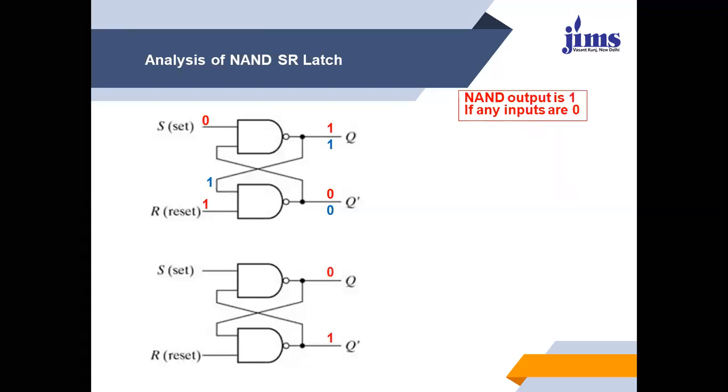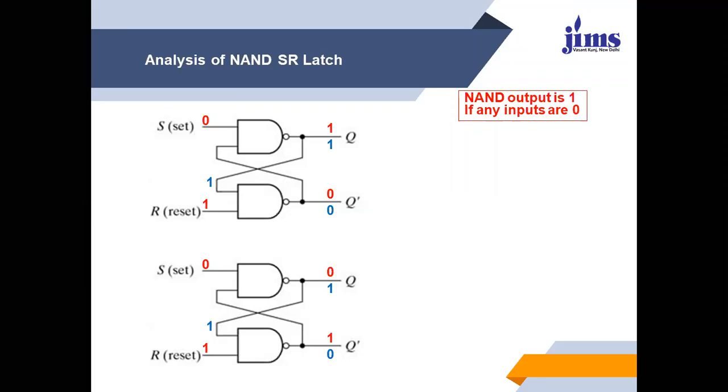Consider another case. Suppose now Q equals to 0 and Q bar equals to 1. And the input is S equals to 0, R equals to 1. We start our analysis with the NAND gate which has a single 1, 0 as input. So whenever S is 0, output will be 1. 1 comes here and the output of the second gate will be 0.